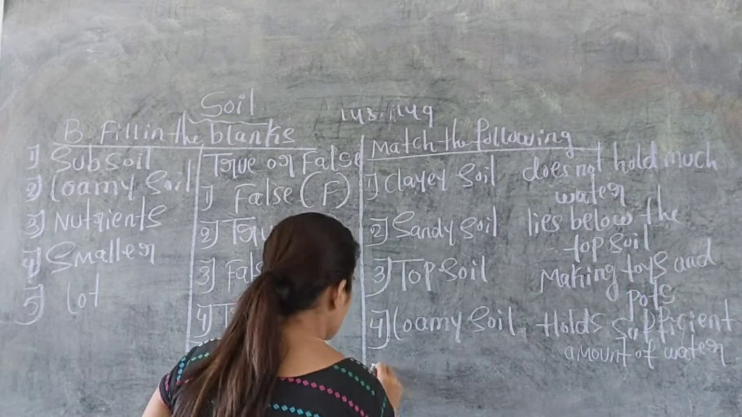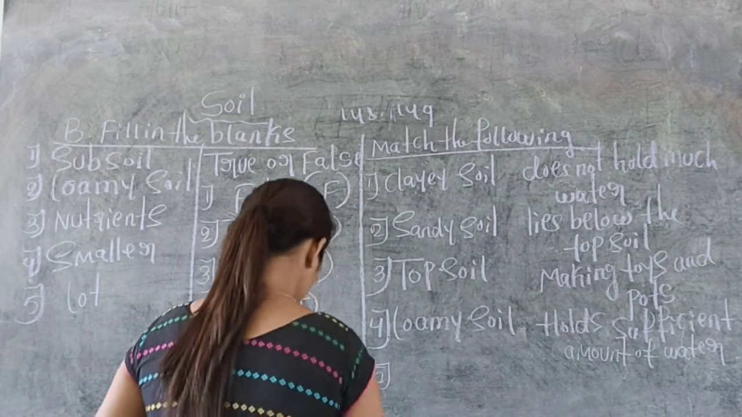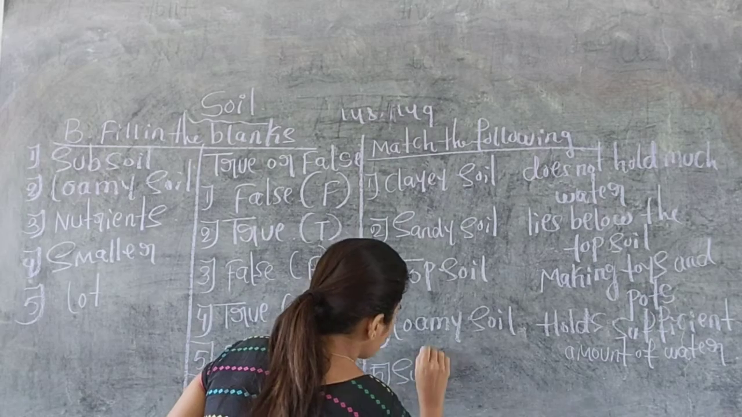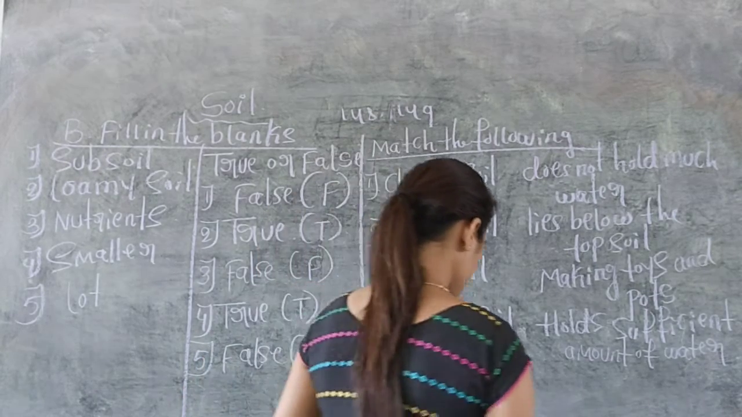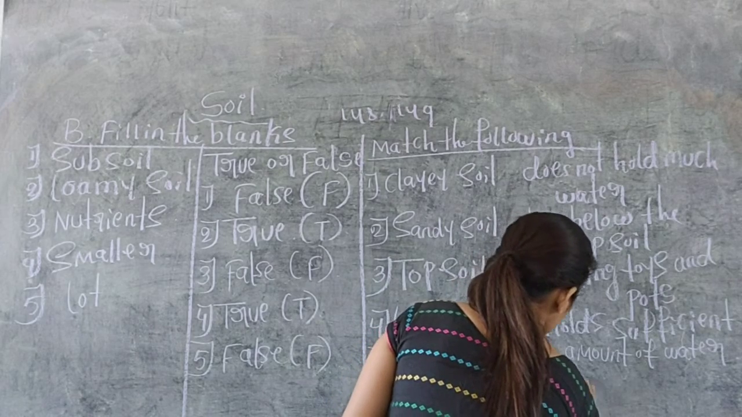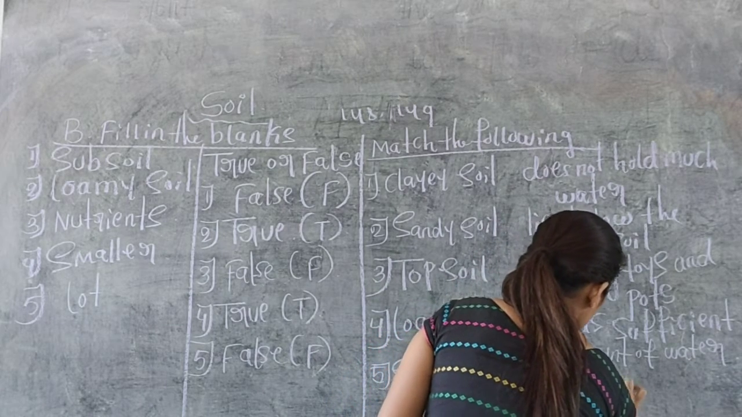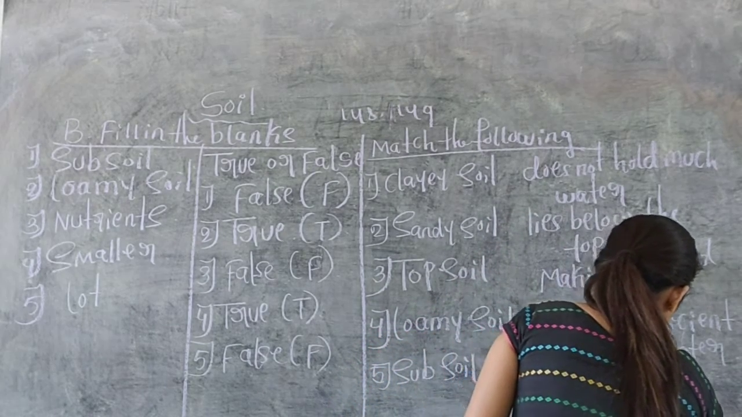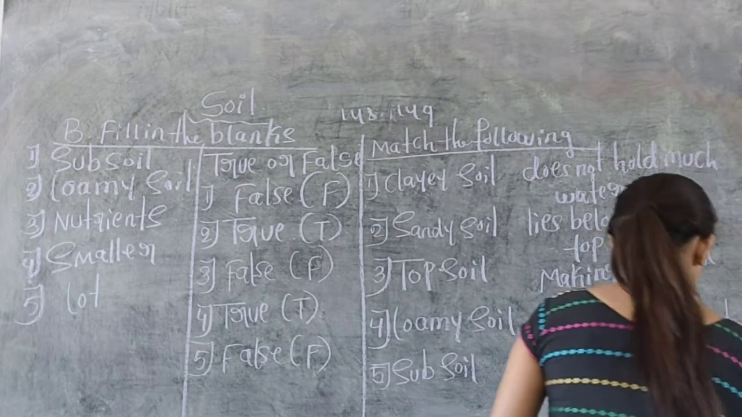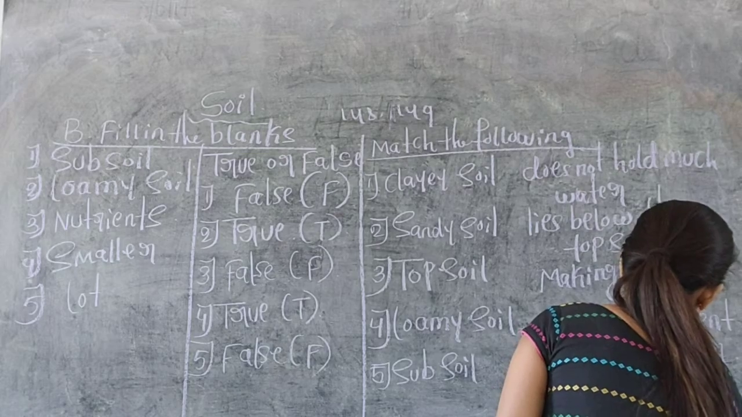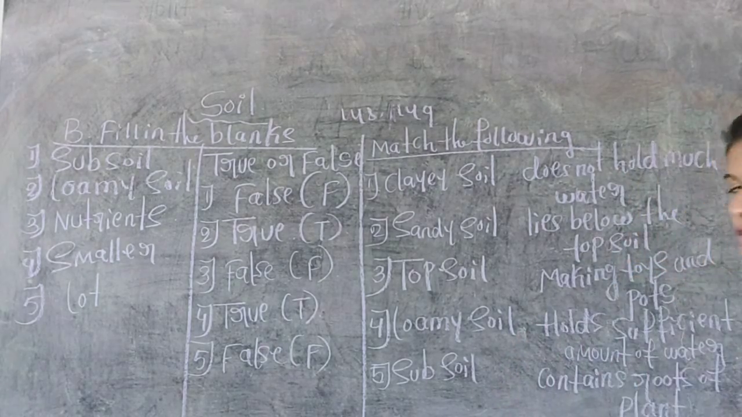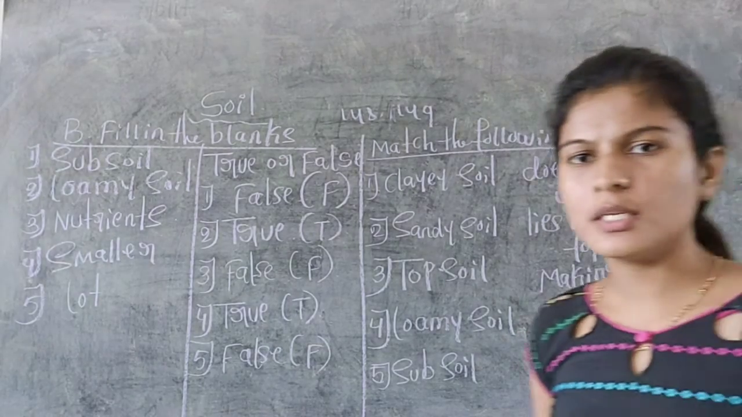Okay. And the last one, the fifth one, it is subsoil. And here contains roots of plant. Okay. So see here answers.